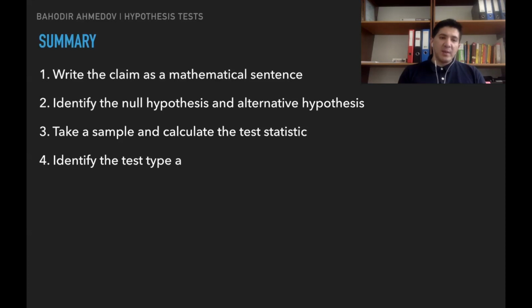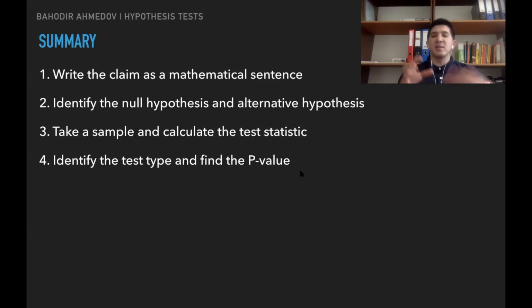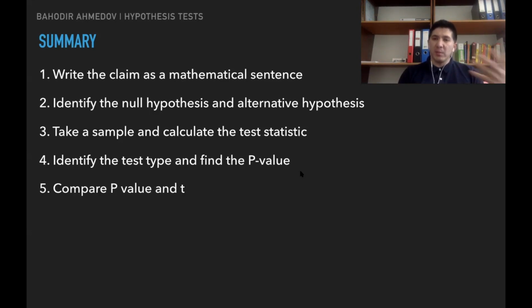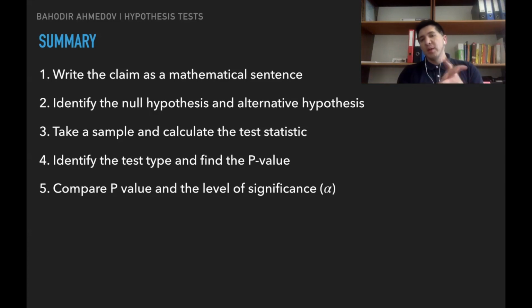Step number 4 is we need to identify the test type and the p-value. If you remember, in order to identify the type of the test, you need to look at the sign of the alternative hypothesis. Then you decide which areas you are going to choose as the p-value, right? Now, once you have the p-value, you have to compare this with the level of significance. And usually it is given. If it is not given, for example, if you're doing this for your own statistical analysis, it really depends on the context. What do you think the p-value needs to be to be significant enough?